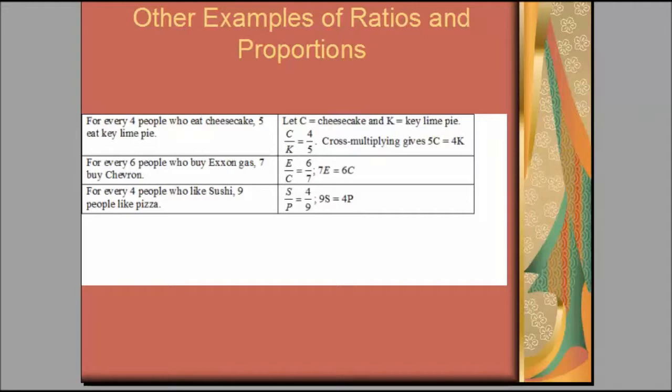For every 6 people who buy Exxon gas, 7 buy Chevron. E over C equals 6 over 7. 7e equals 6c. For every 4 people who like sushi, 9 like pizza. Obviously, we're letting S stand for sushi and P for pizza. And the proportion becomes S over P equals 4 over 9. Cross multiplying gives 9S equals 4P.